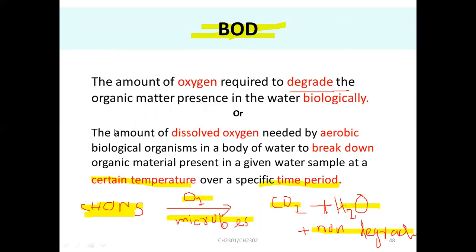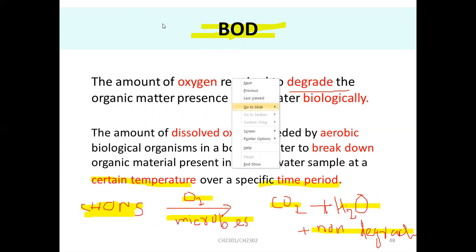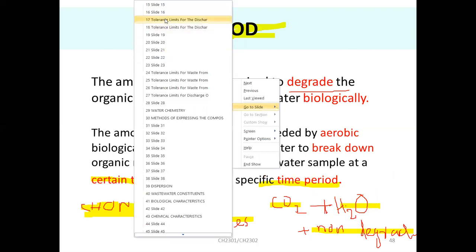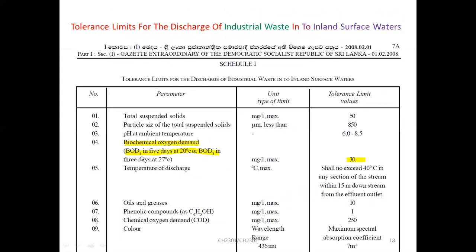Now you can see in our tolerance limits there were BOD 5 and BOD 3. BOD 5 is measured at 20 Celsius. BOD 3 is measured at 27 Celsius. That means BOD depends on temperature and the time period. I will go to that slide again. Here you can see BOD 5 is measured at 20 Celsius, BOD 3 at 27 Celsius. It is an international standard.